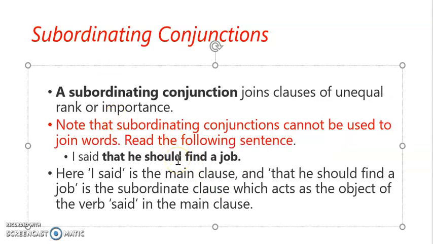I said that he should find a job. Here, I said is a main clause. Why is it a main clause? Because it is an independent clause, and he should find a job is a subordinate clause which acts as the object of the verb said in the main clause.